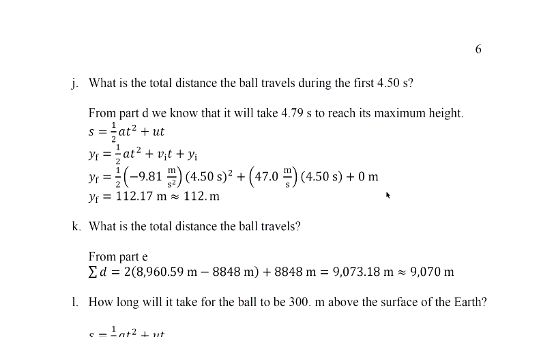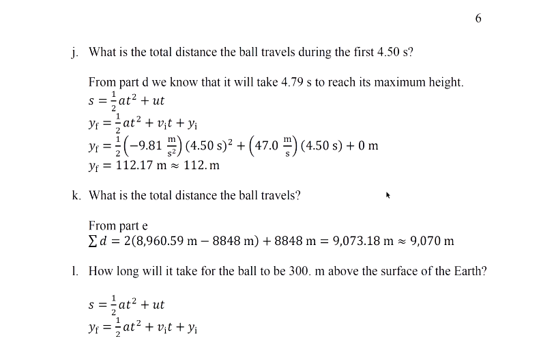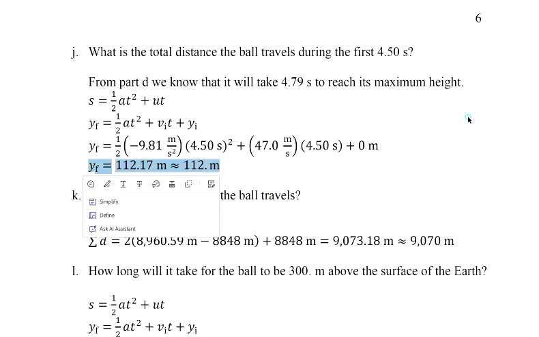Part J, what is the total distance the ball travels during the first 4.5 seconds? So from part D, we know that it will take 4.79 seconds to reach its maximum height. So what that means is we don't have to add the ball going upwards plus the ball going downwards. It's just the ball going upwards. So plug in to the Suvat equation and solve for y final.